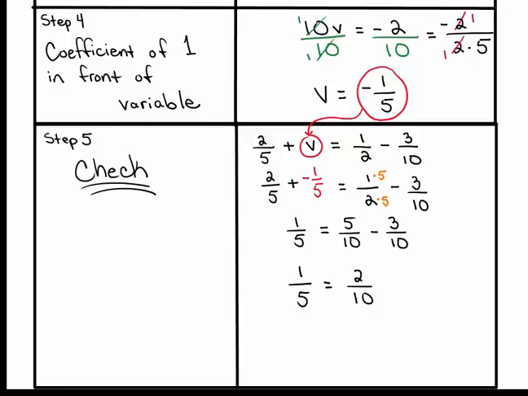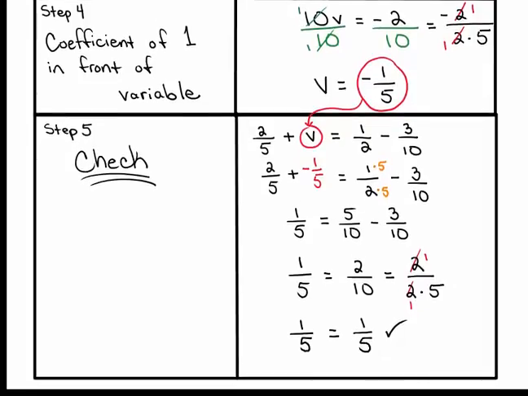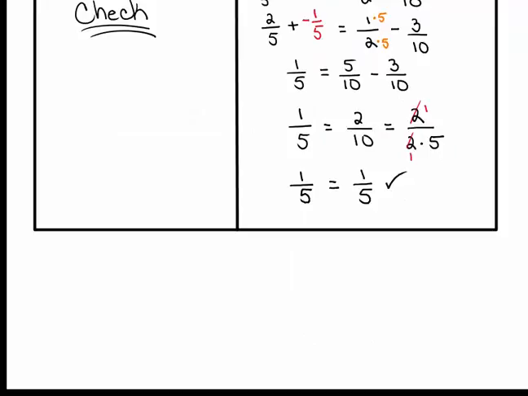2/10, I can reduce that to 1/5 because we have a common factor of 2 in the numerator and denominator. So now we have 1/5 is equal to 1/5, and this is a true statement, so we know that our final answer is going to be negative 1/5. So make sure you write that instead of braces for a solution set. Final answer is negative 1/5.